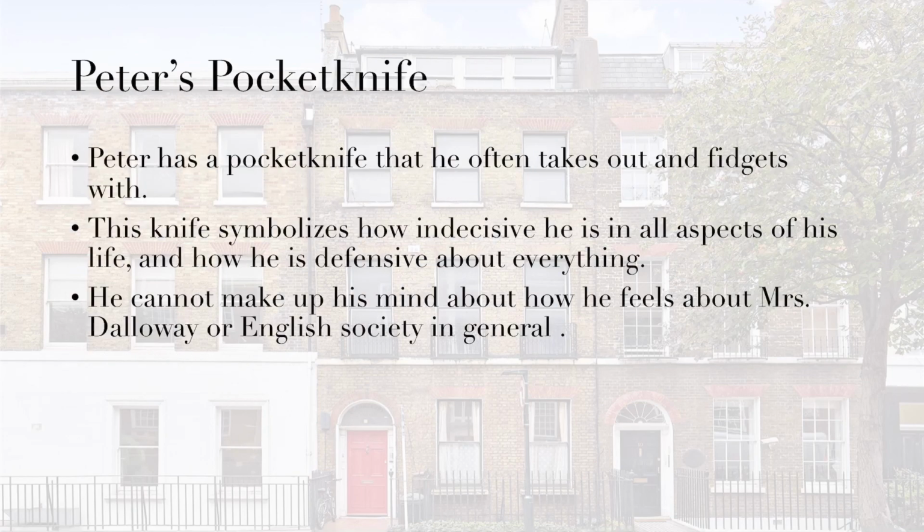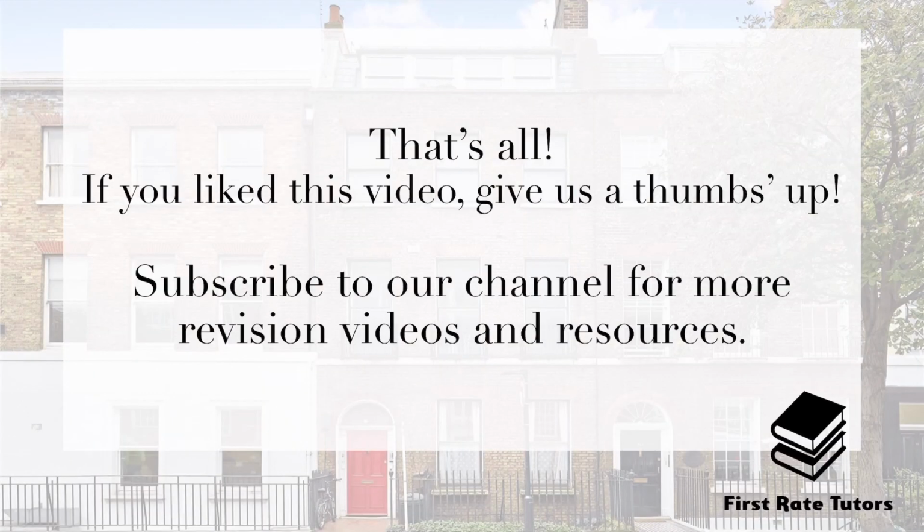Peter's pocket knife is another symbol. So he has a pocket knife that he often takes out and fidgets with, and this knife symbolises just how indecisive he is in all aspects of his life, and how he's defensive about everything. He can't make up his mind about how he feels when it comes to Mrs. Dalloway or English society in general.